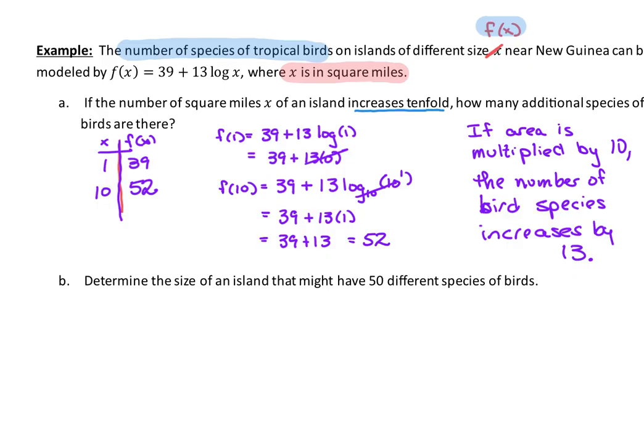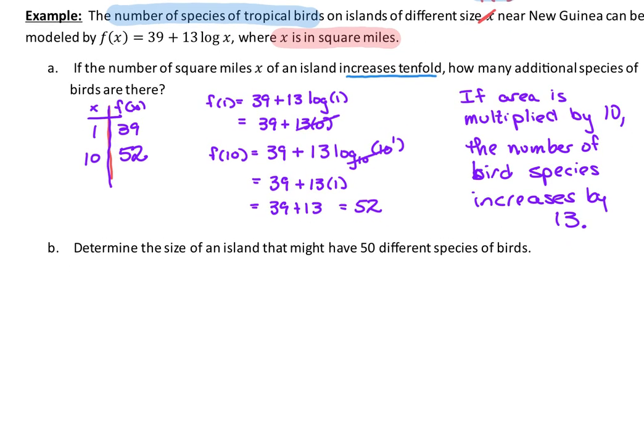All right, the last thing we want to do is determine the size of an island that might have 50 different bird species. All right, so this is going to be bird species, which is an f of x. So we're going to plug that in for f of x. We get 50 equals 39 plus 13 log x. All right, the first thing that we want to do is isolate our logarithm. So I'm going to subtract 39, and we get 11.